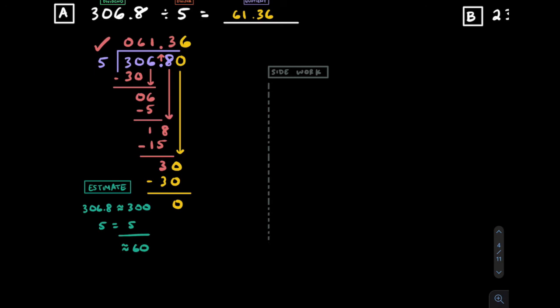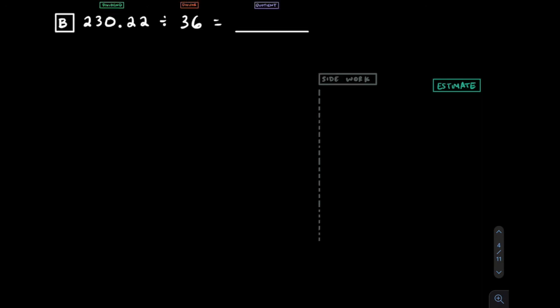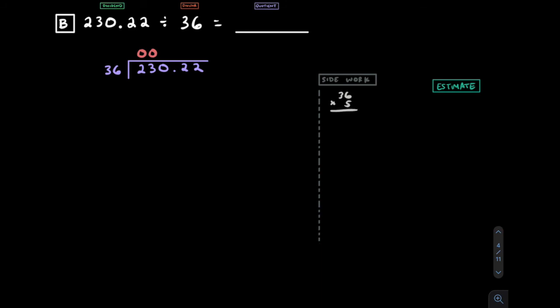Our answer seems pretty reasonable here. Let's try one more together. We'll start off by multiplying 36 times 5 to see where we're at, and that's going to be 180. Let's even go a little higher here. If we know 36 times 5 is 180, then if you have another 36 on top of that, that's going to be 216. However, if we go a little higher than that, we're going to go over 230.